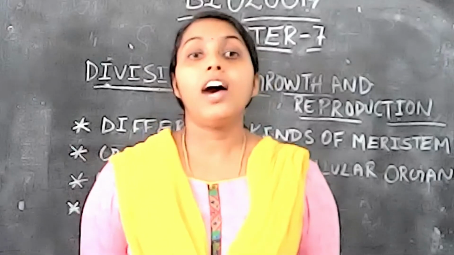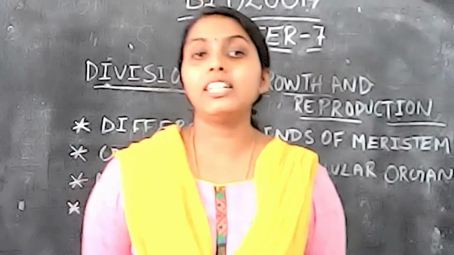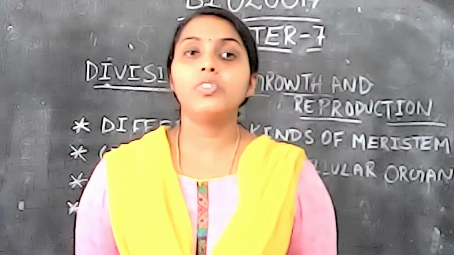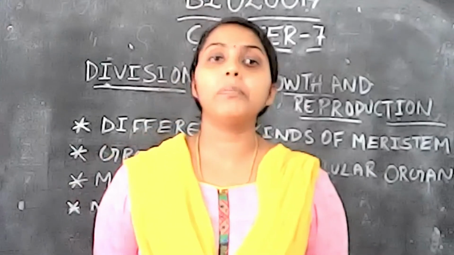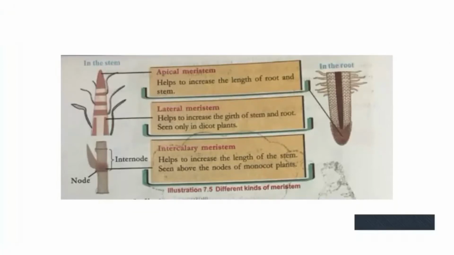So today our topic is the different kinds of meristem present in plants. You can see the different kinds of meristem present in plants. There are three kinds: one is apical meristem, second is lateral meristem, and third is intercalary meristem.